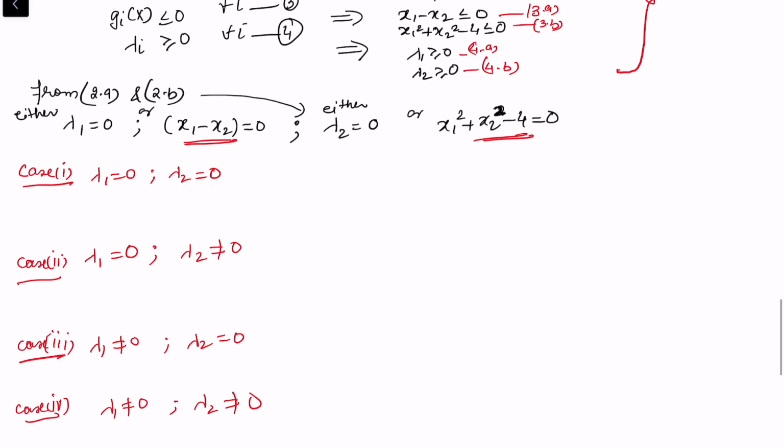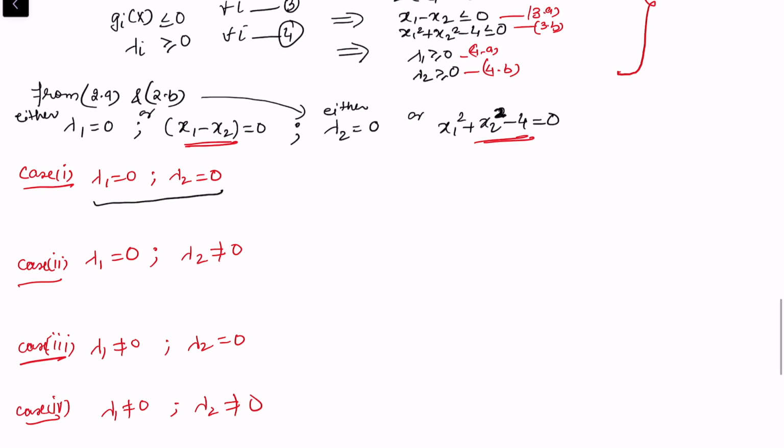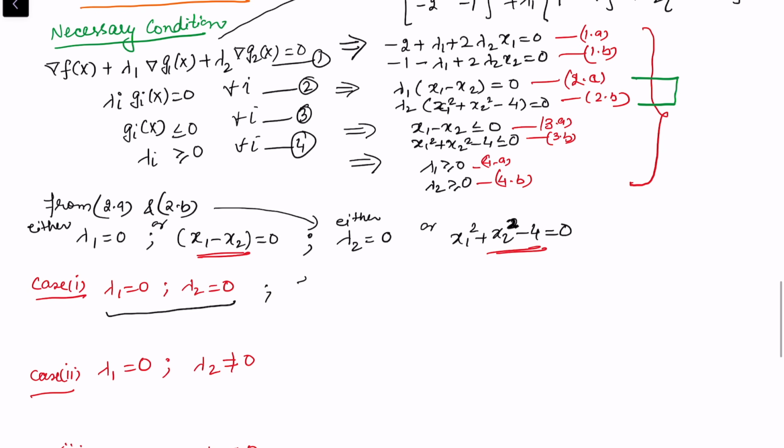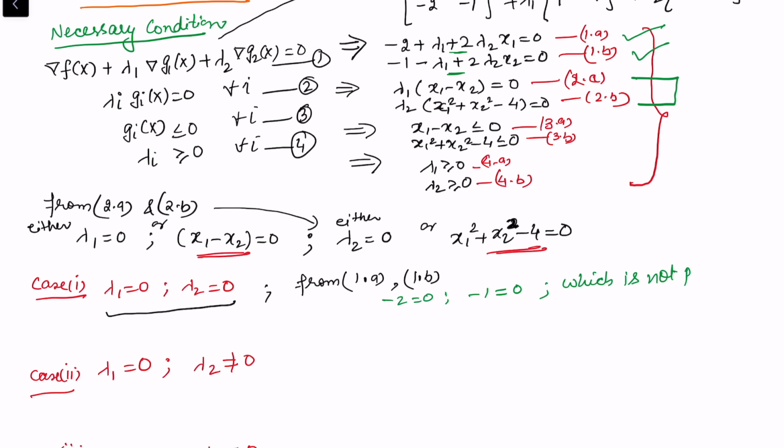So looking at the first condition, lambda 1, lambda 2 equal to 0, we then look at 1 point A and 1 point B. Now if we substitute lambda 1 and lambda 2 equal to 0 here in 1 point A and 1 point B, in that case we get minus 2 equal to 0 and minus 1 equal to 0, which is not possible. So we will obviously say this is not possible. We will now move to the next case.